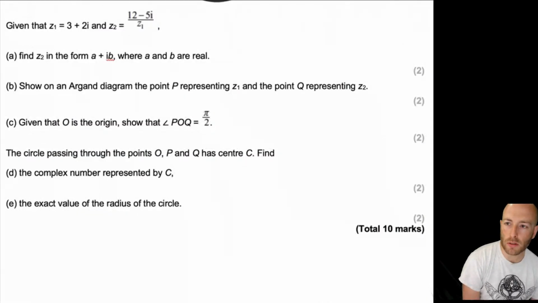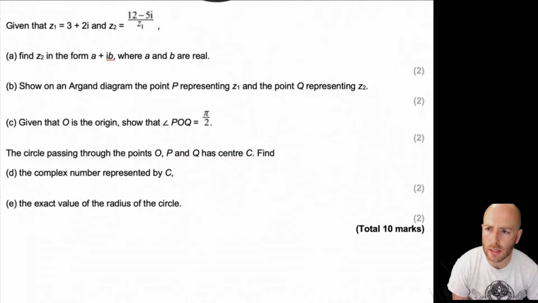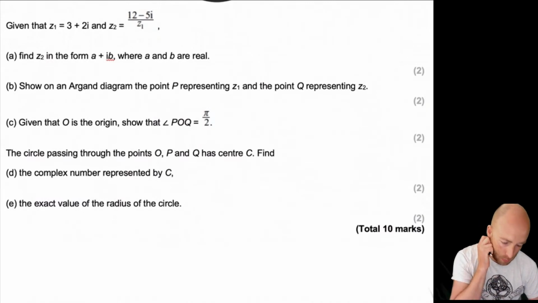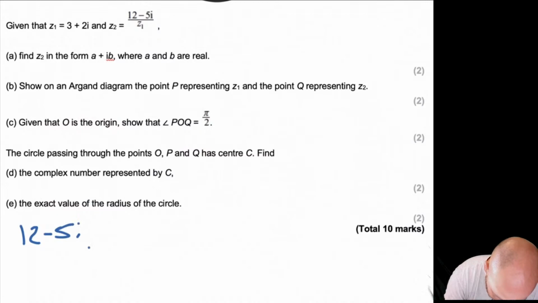Cool. Right, guys. Let's go through this. If you could send me your answers, even if you haven't finished, that'd be great. So we want to try and find Z2. We know Z2 is 12 minus 5i divided by Z1. So I'll do that down the bottom here. So 12 take 5i over 3 plus 2i.